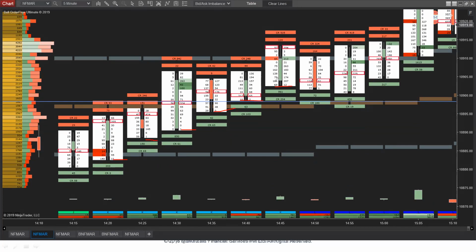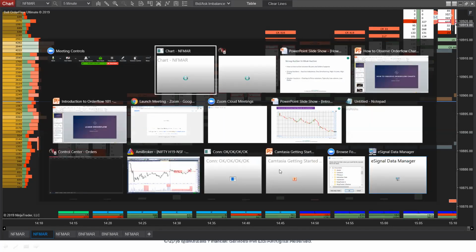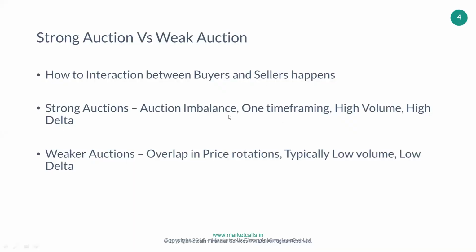Whereas in weaker auctions, you're going to see a lot of overlapping activity, which is typical consolidation or sideways action. You don't find much one-time framing there. Those are relatively weaker auctions, whereas strong auctions have the characteristics of imbalance and one-time framing. They also have high volume, at times with high volatility, and higher delta.